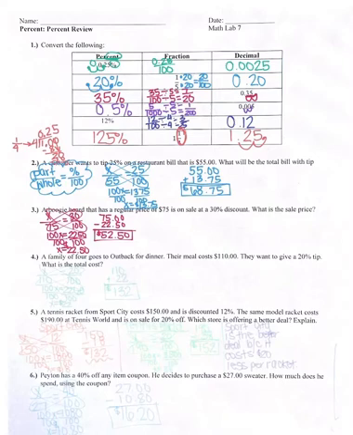All right. A family of 4 goes to Outback for dinner. Their meal costs $110. They want to give a 20% tip. What will the total cost? So now we're talking about tip. This is going to be an added amount. We're going to set up that same proportion. Then we're going to add that amount to the cost of their meal.